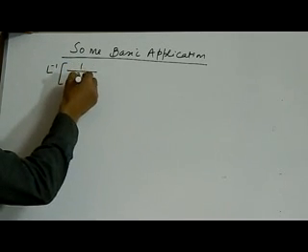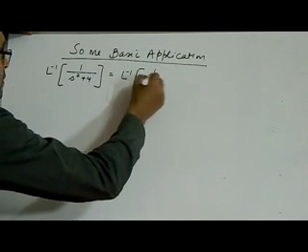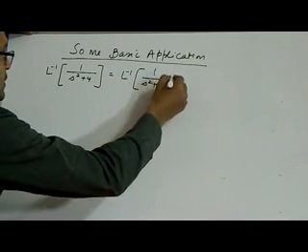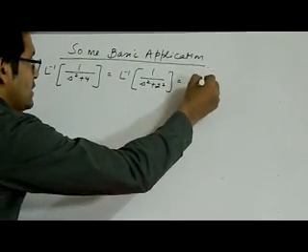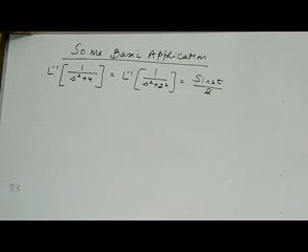If I ask you what is the inverse transformation of 1 upon s square plus 4, I can write this as L inverse of 1 upon s square plus 2 square, which is the same as sine 2t by 2. So we can write it in this particular format.